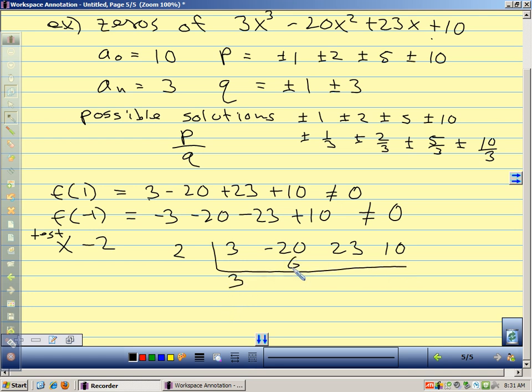So I get 6. Negative 20 plus 6 is negative 14. 2 times negative 14 is negative 28. 23 plus negative 28 is negative 5. 2 times negative 5 is 10. So 2 is a solution. I get a remainder of 0. Sorry, that would be negative 10, and when I add, I get 0.